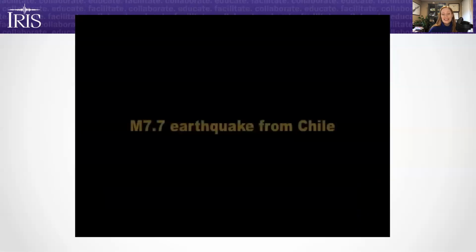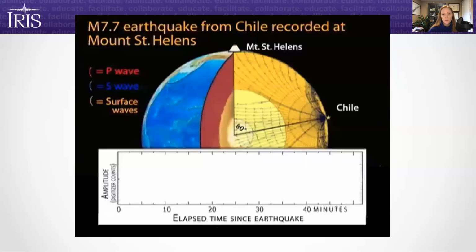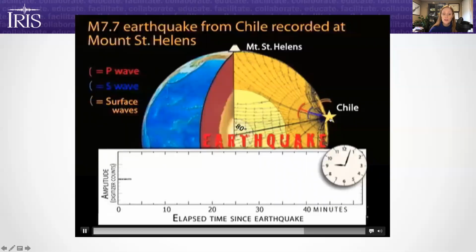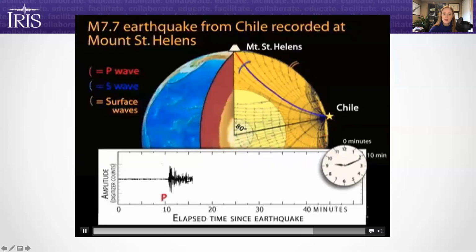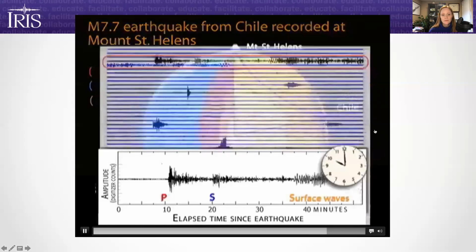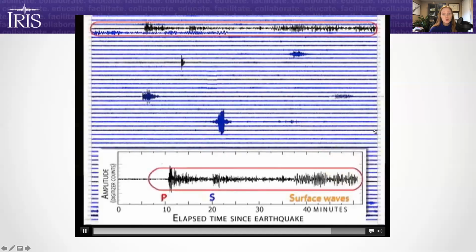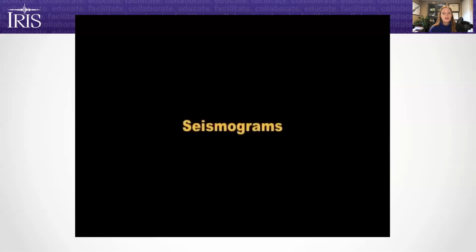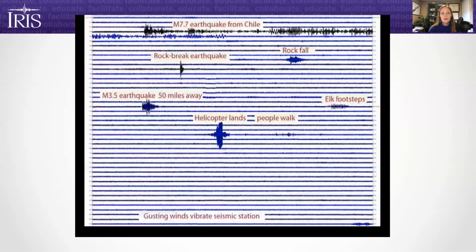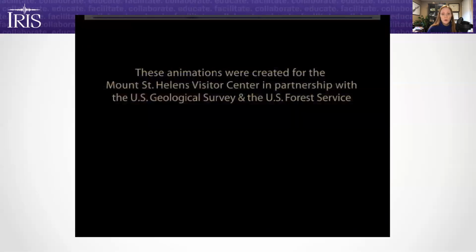So the next one we see is a teleseismic earthquake, or an earthquake that occurred far away from where it was recorded. In this case, this is an earthquake in Chile. P waves and S waves going through the body of the Earth. There's the P wave, the S wave, and now the slower surface waves are arriving. So all of these different squiggles, seismograms, look different. And that's how we know that something is a rockfall or an explosion as compared to an earthquake.